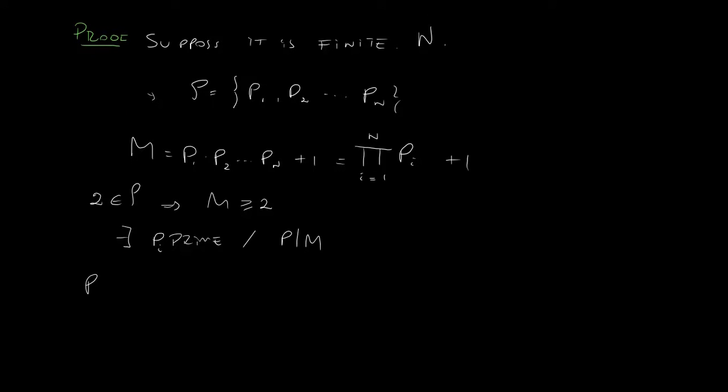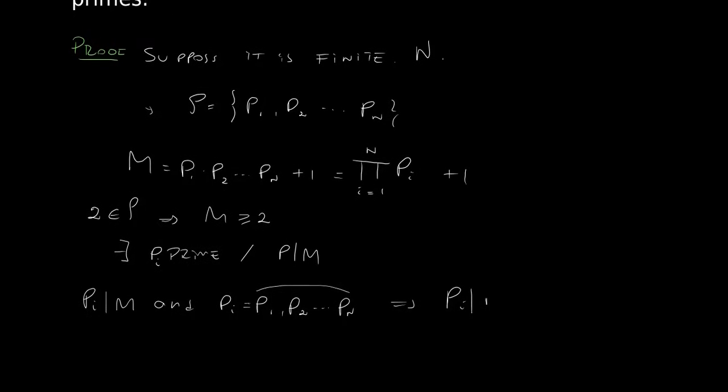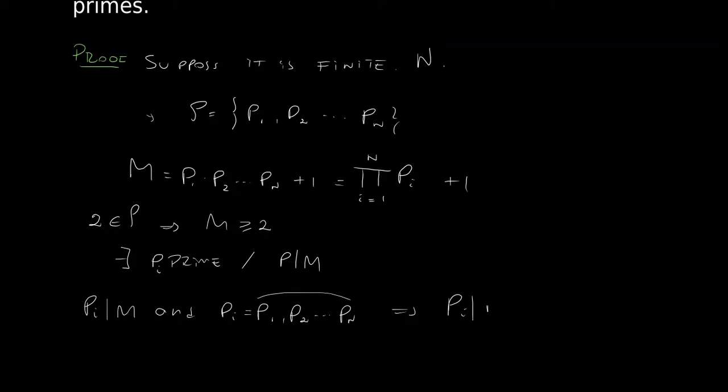Now p_i divides m, and it also divides this product, p1 times p2 times ... times pn. Then it will divide m minus this number, and so p_i divides 1. And this is a contradiction. Now the contradiction comes from supposing that this number was finite. Then we have a finite amount of prime numbers.